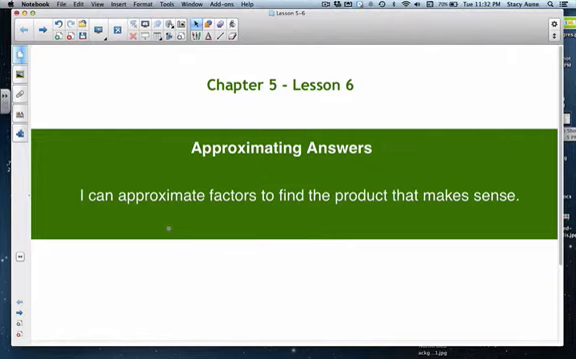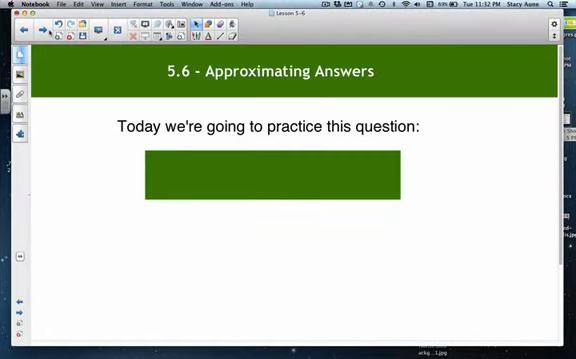I have lesson 6 for you, chapter 5, lesson 6, approximating answers. And what you'll be able to do at the end of the lesson is approximate factors to find the product that makes sense. So we need to know what factors are in a multiplication problem, and we need to know what products are in a multiplication problem. All right, let's get started.